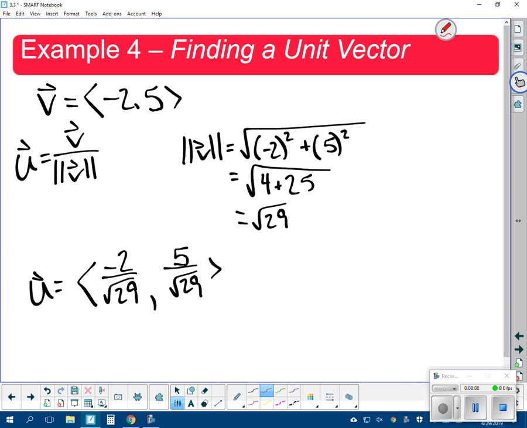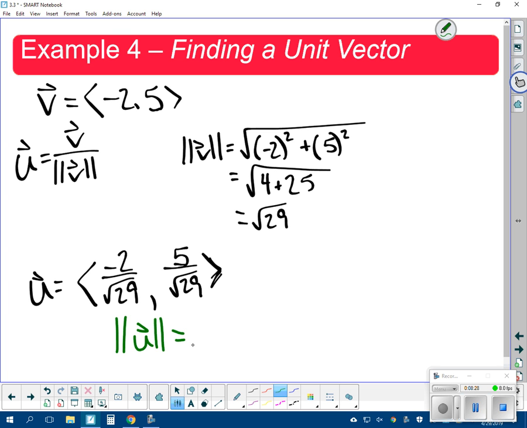We're not going to rationalize denominators. We're just going to leave that alone. That is your answer. Now remember, we said this is a unit vector, so technically the magnitude of our unit vector better be what? 1. How could we check that?